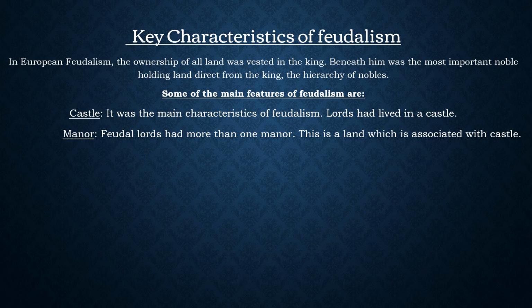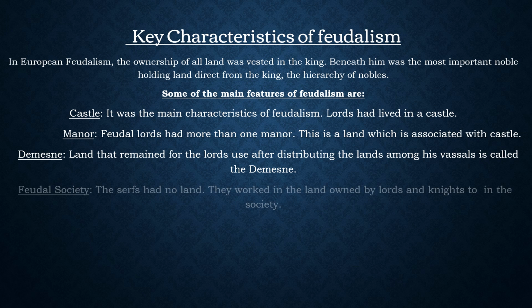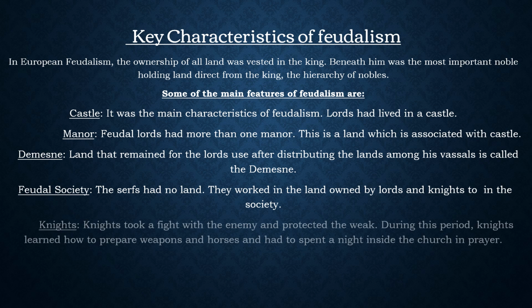Manor. Feudal lords had more than one manor. This is a land which is associated with the castle. The domain. Land that remained for the lord's use after distributing the lands among his vassals is called the domain. The feudal society. The serfs had no land. They worked on the land owned by the lords and knights in the society.